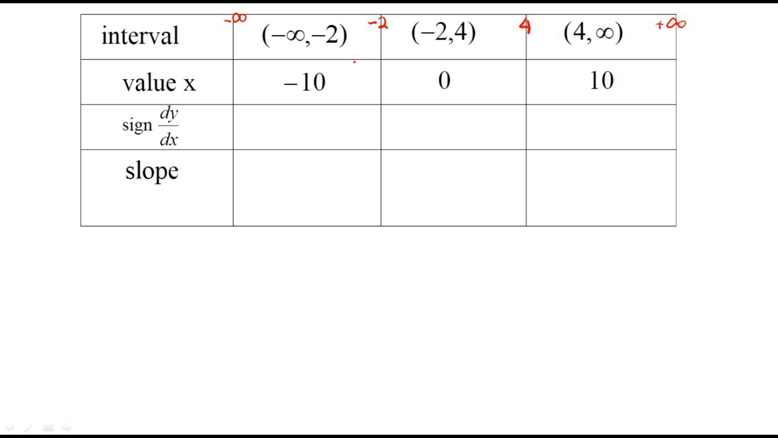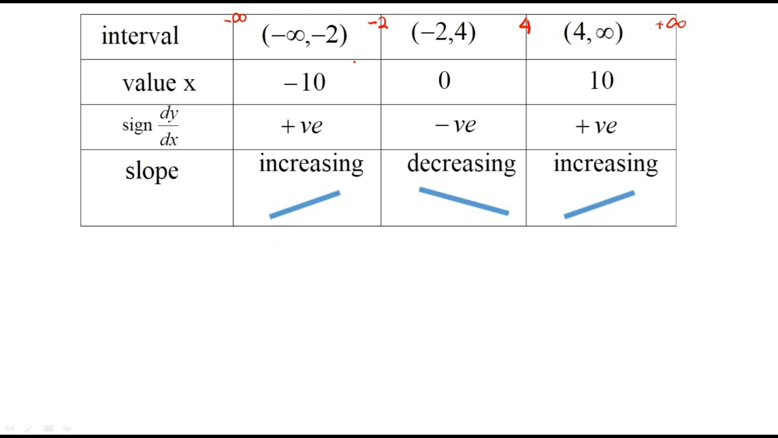So if I substitute negative 10 into our dy/dx, I will get a positive result. If we substitute 0, we will get a negative result. And if we substitute 10, we will get a positive result. After that, we can make a conclusion on our slope. If it's positive, it means our slope is increasing. If it's negative, it means it's decreasing. So from here, we will have 1 point at the top and 1 point at the bottom.